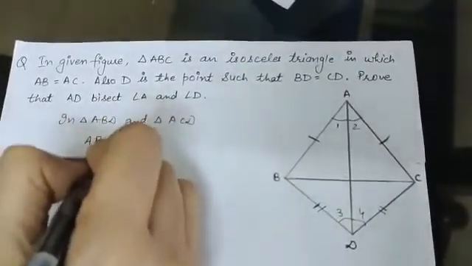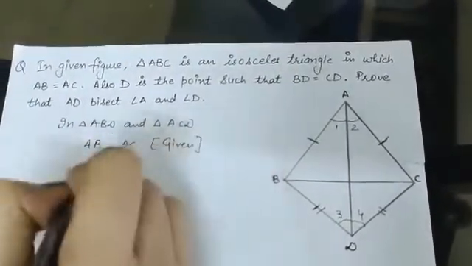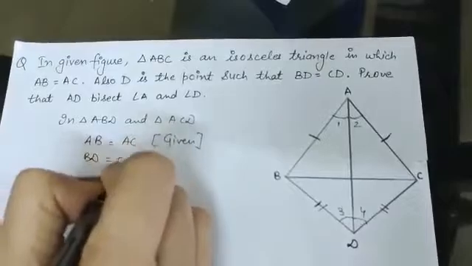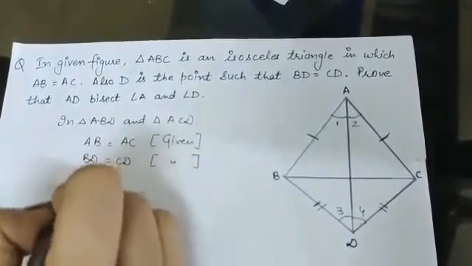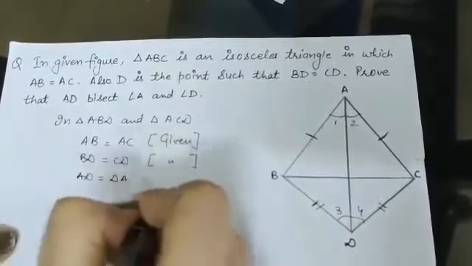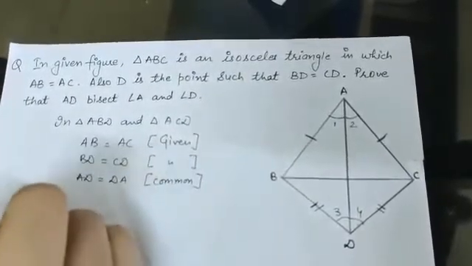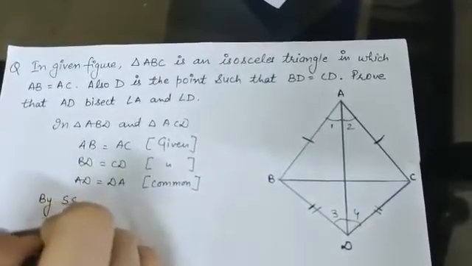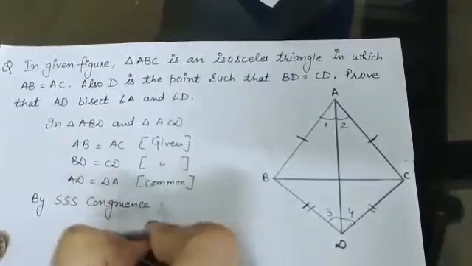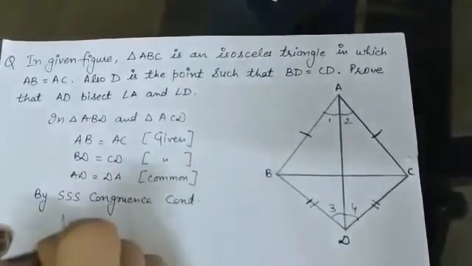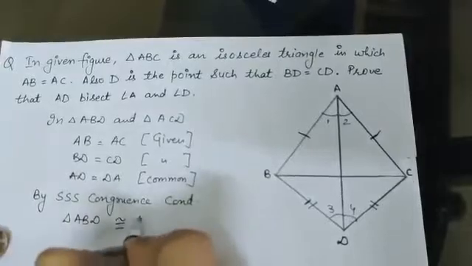So AB is equal to AC, one side, that is given. BD is equal to CD, second side of the triangle, that is also given, and AD is equal to DA, that is the common side for both the triangles. So we have taken the three sides. So by SSS congruence condition, triangle ABD is congruent to triangle ACD.